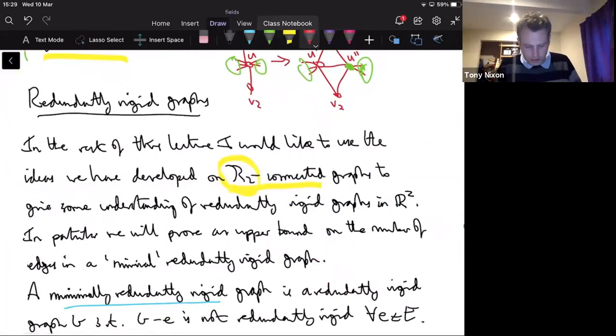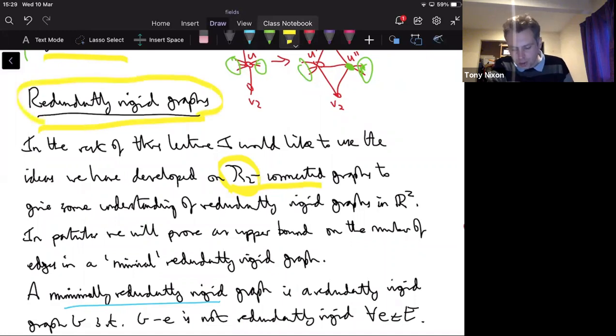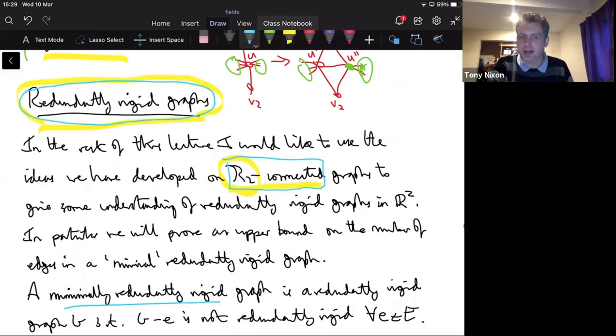Okay, so in the hope of getting through this lecture, let's continue. I want to talk about redundantly rigid graphs. It's obvious from the rigidity matrix that if you're minimally rigid, you have exactly E equals 2v minus 3. If you're globally rigid, you have at least 2v minus 2. If you're redundantly rigid, you have at least 2v minus 2. But it's not so obvious what an upper bound on the number of edges in a redundantly rigid graph is. I want to use the fact that we understand a little bit now about R2 connected graphs to prove an upper bound on how many edges a redundantly rigid graph in the plane can have.